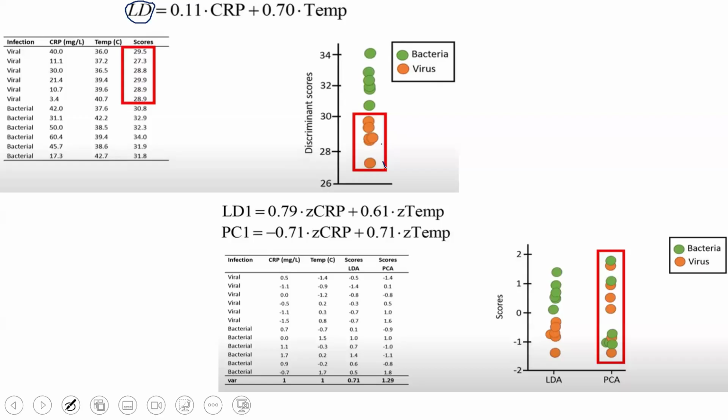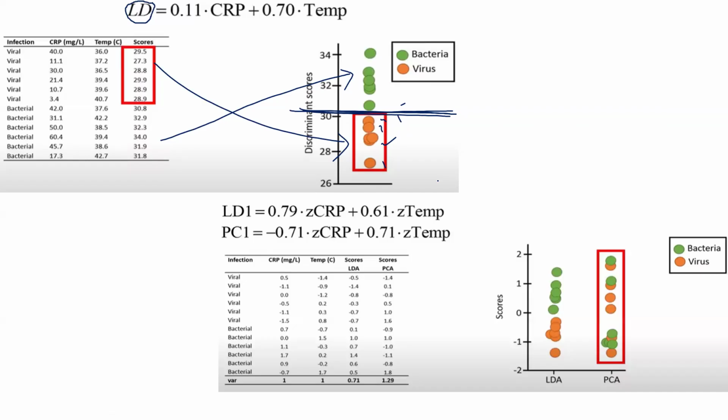This is point 1, 2, 3, 4, something like this. So all these points are accumulating here, and these bacterial points are accumulating over here. Now we can actually separate these two classes if you're able to draw a line over here. So that is how LDA is actually separating the classes.